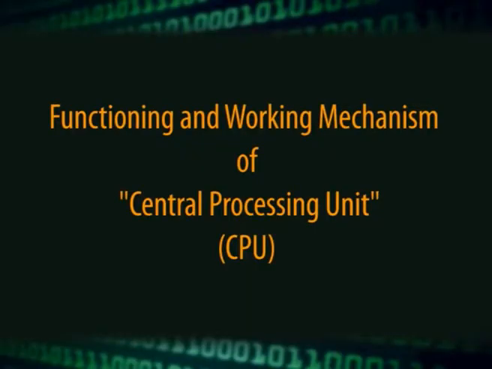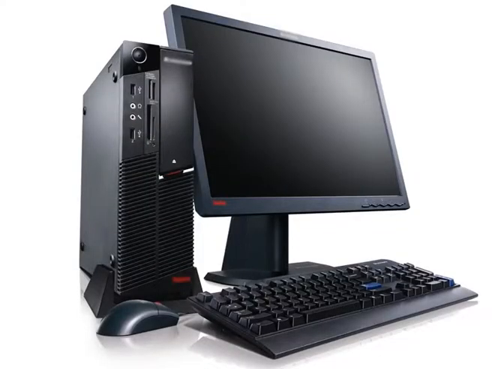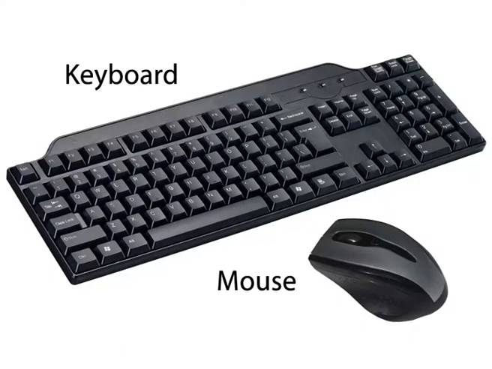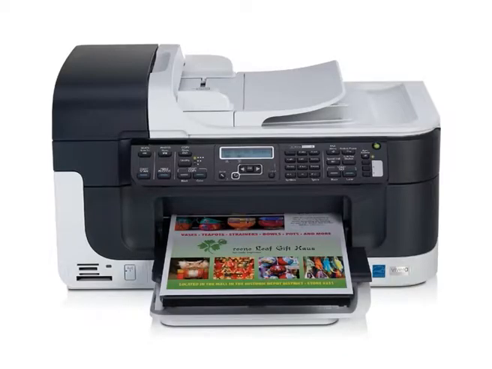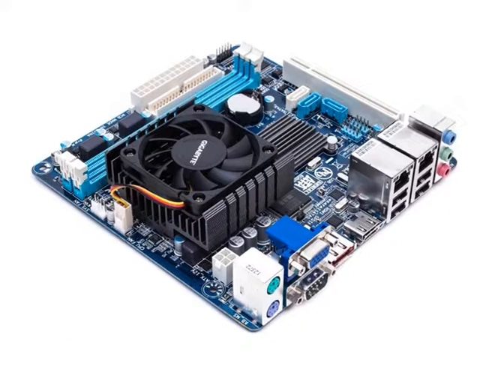Hello everybody, today we are going to study the functioning and working mechanism of the central processing unit, called CPU in short. Before we talk about CPU, let us revise the components of a digital computer. A digital computer consists of input devices like keyboard, mouse, and output devices like monitor, printer, and main cabinet unit consisting of CPU, memory and I/O controllers.